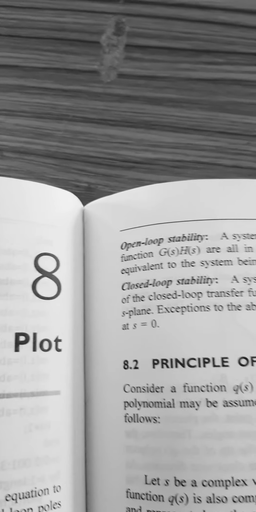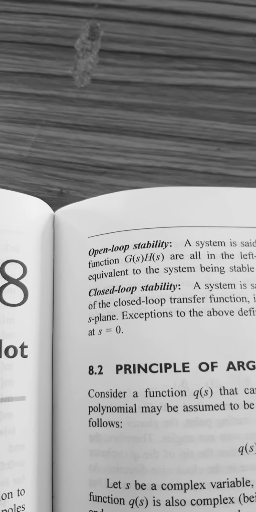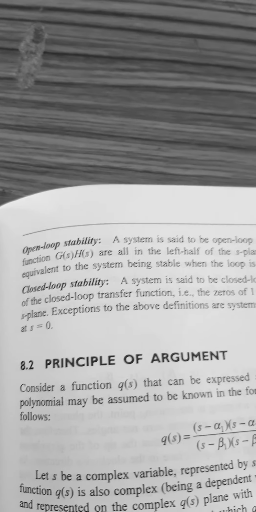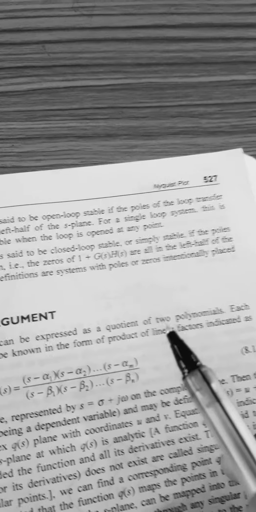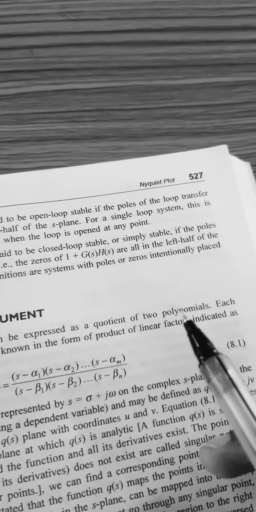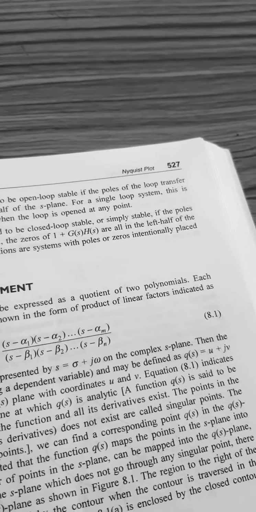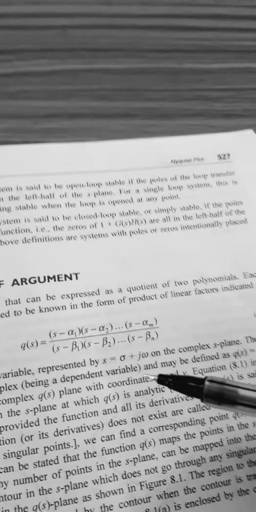Now, Nyquist, we have already seen that the Nyquist stability criterion is based on the principle of argument. So we are going to see the principle of argument. What is meant by principle of argument? Now consider a function q of s that can be expressed as a quotient of two polynomials. That means it has a numerator and a denominator term.